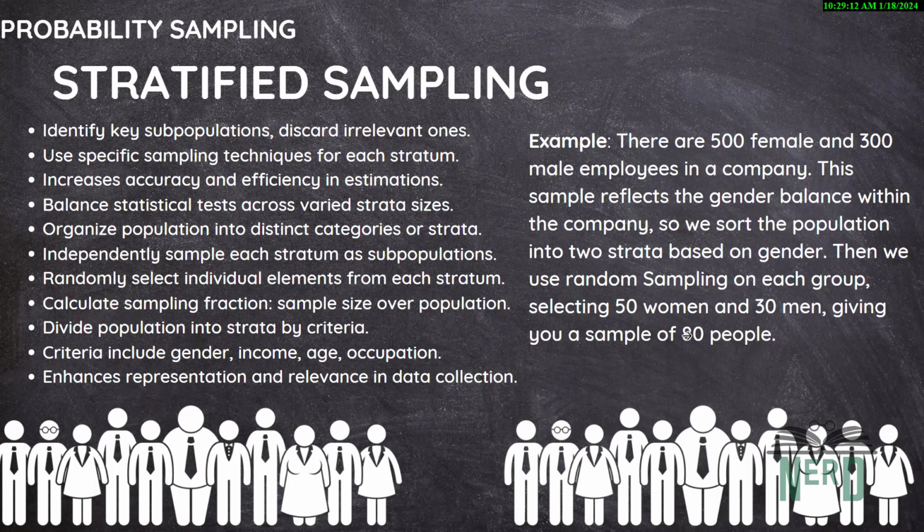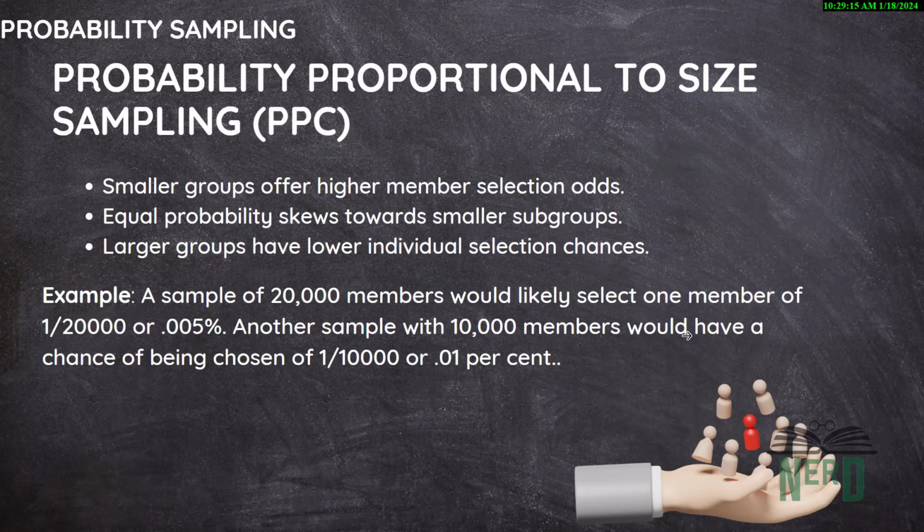Next we have probability proportional to size sampling, in simple words PPS. It's very important because they might ask questions based on that also, right?